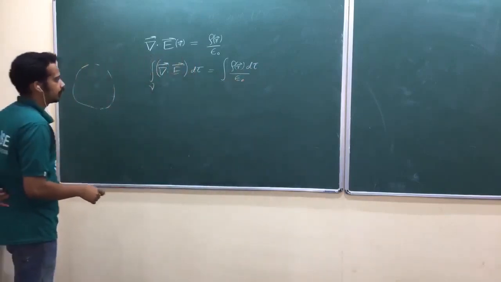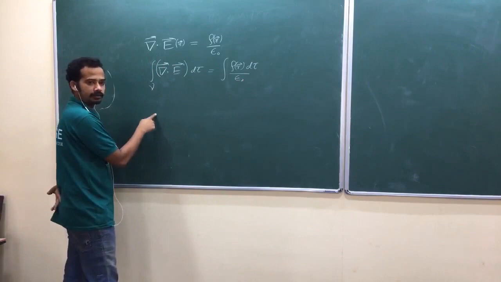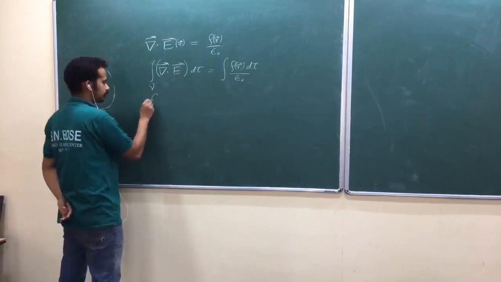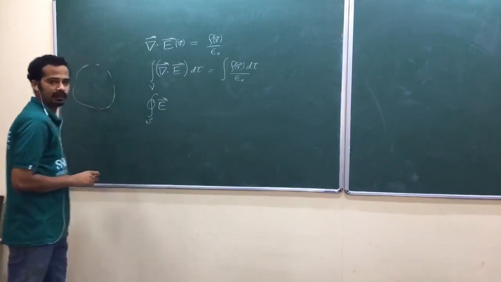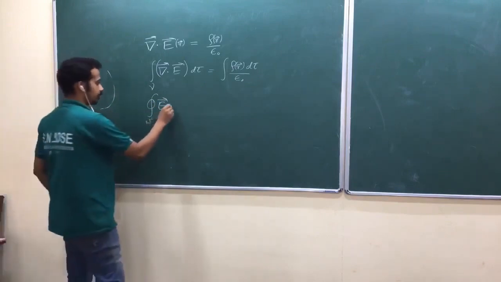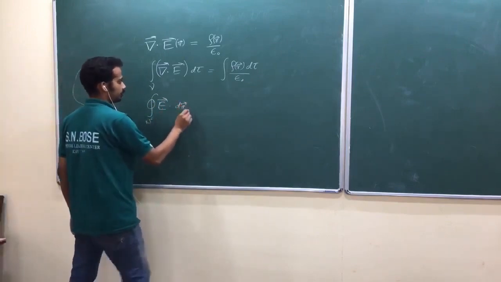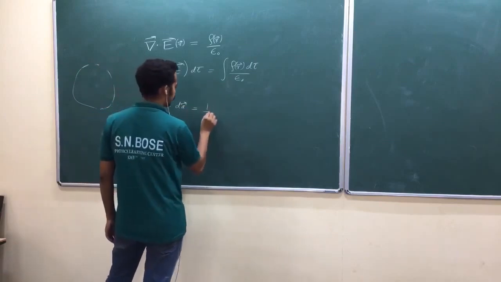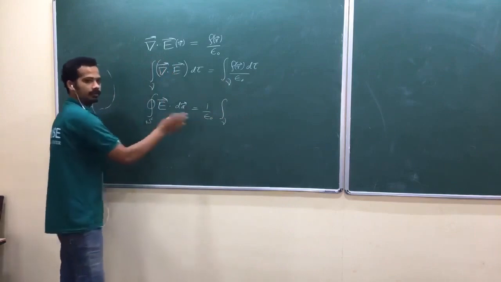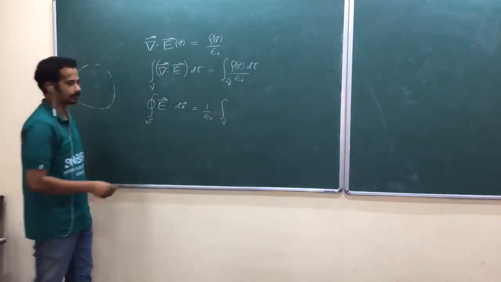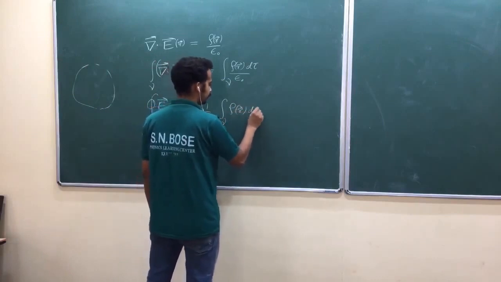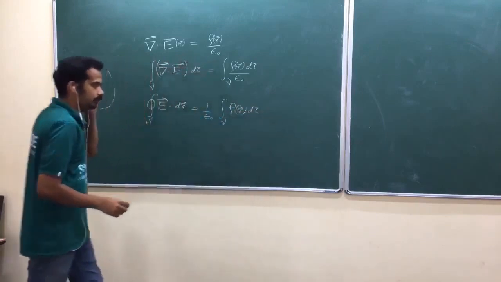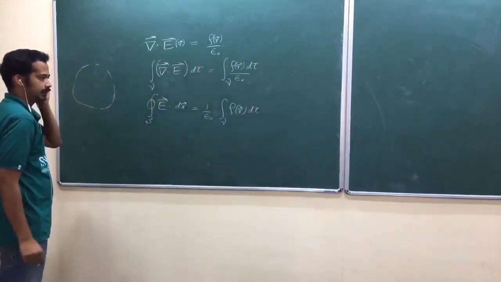Now if you convert using the Gauss divergence theorem, what is that? It is equal to the closed surface integral of E bar dot dA bar. So that's equal to 1 by epsilon naught times the volume integral of rho of r d tau. What is this volume? The volume within this closed surface.